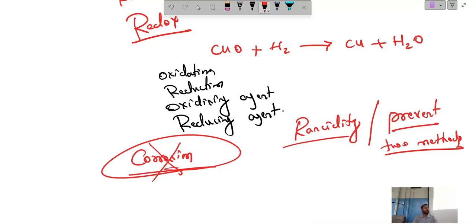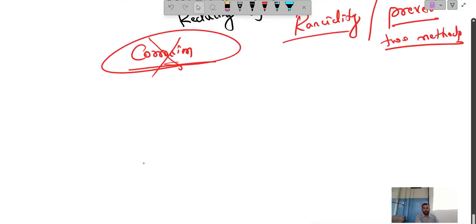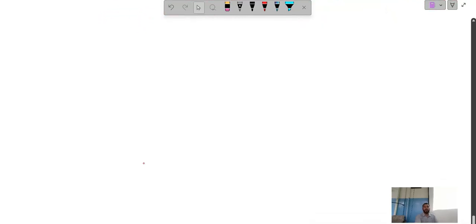We can prevent rancidity by using nitrogen gas, right? By filling nitrogen gas, we can prevent rancidity. But one more method is there. Try to identify which is another method to prevent rancidity. Is this clear? Understood? And apart from that, in case you are following your textbook, I advise you to follow these questions, that is page number 13.